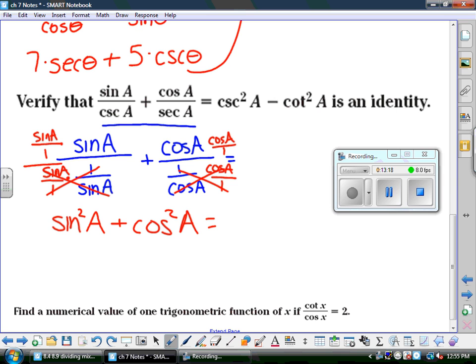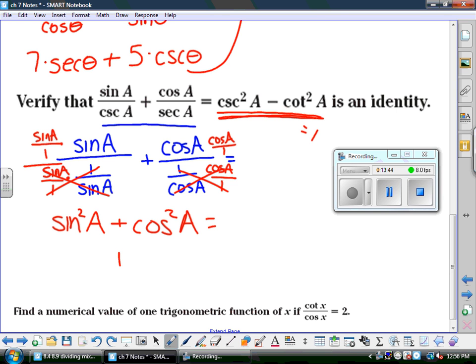And what is sine squared A plus cosine squared A? 1. That's a Pythagorean identity. And here's where we sort of get stuck, because we weren't supposed to prove that it equaled 1. We were supposed to prove that it equals cosecant squared A minus cotangent squared A. But hopefully that thing also equals 1, and then we'll have the same thing on both sides.